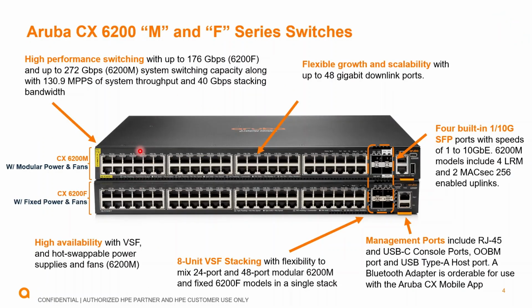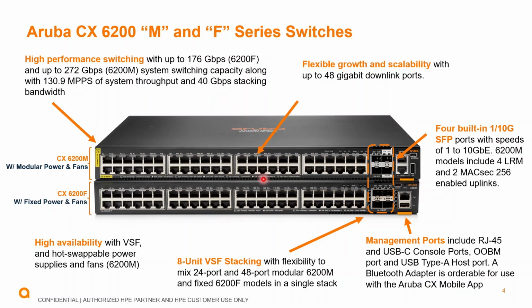The Aruba CX 6200 series of switches uses a non-blocking output buffered switching architecture that utilizes the Gen 7 Aruba ASIC. This ensures that our switches offer very low latency and increased packet buffering. The 6200 fixed series of switches has a switching capacity of 176 Gbps, but the new modular switches are high-performance switches with up to 272 Gbps of switching capacity along with 130 Mbps of system throughput, and they can scale up to 40 Gbps of stacking bandwidth.